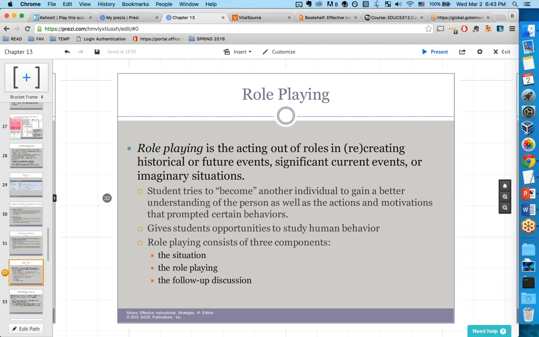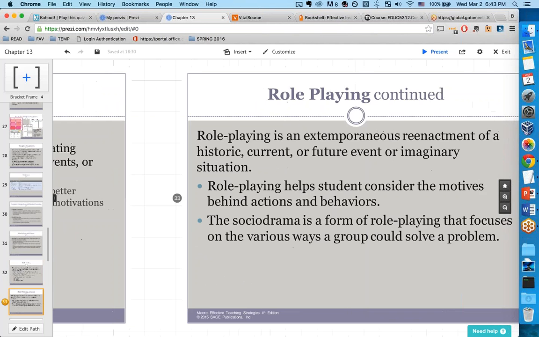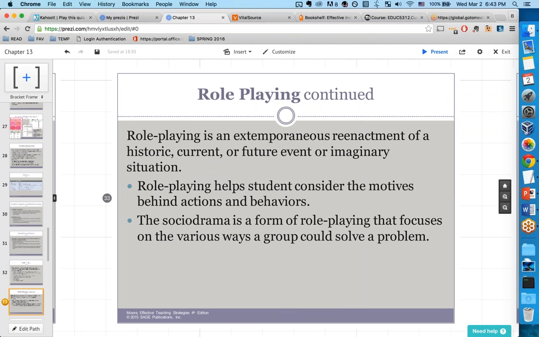So students typically try to become another individual to gain a better understanding of how that person feels, what they do, their motivations, and etc. So this gives students an opportunity to study human behavior, actually. All right, so again, the role-playing helps students consider the motives behind actions and behaviors. The sociodrama is very similar to role-playing. It's a form of role-playing that focuses on the various ways a group could solve a problem.